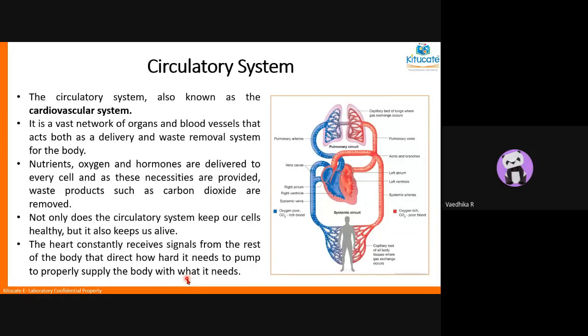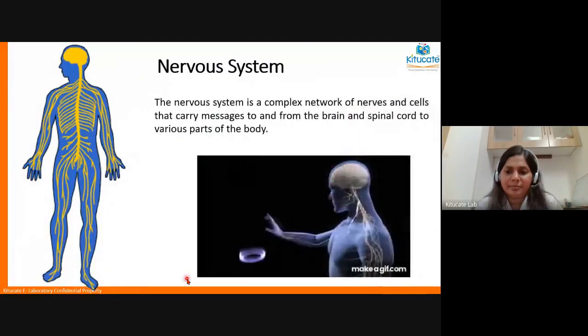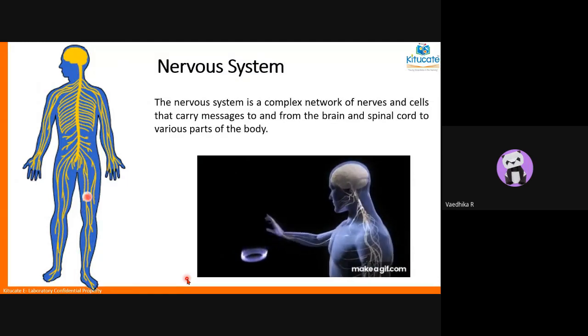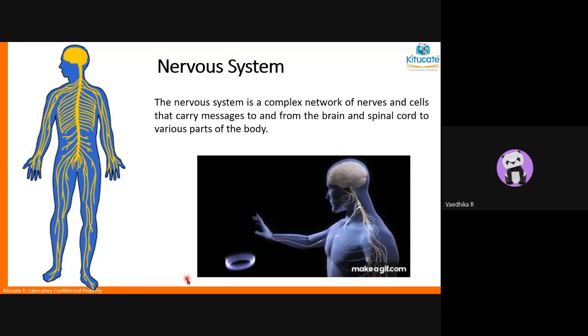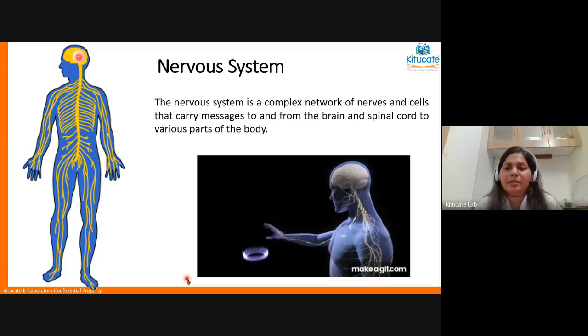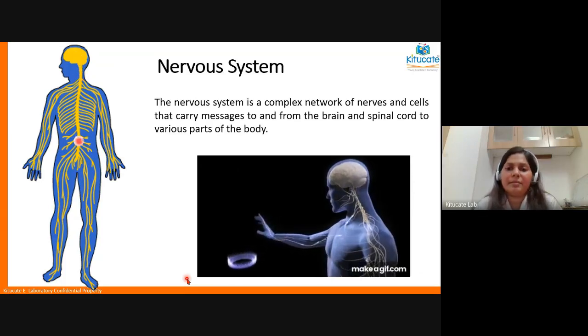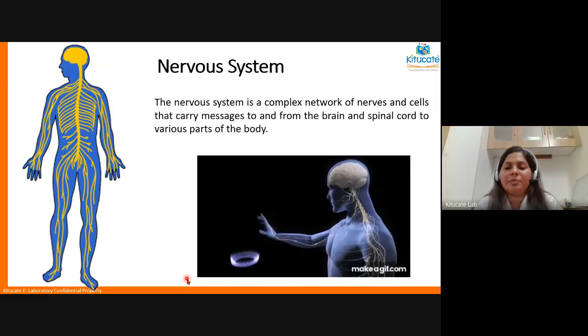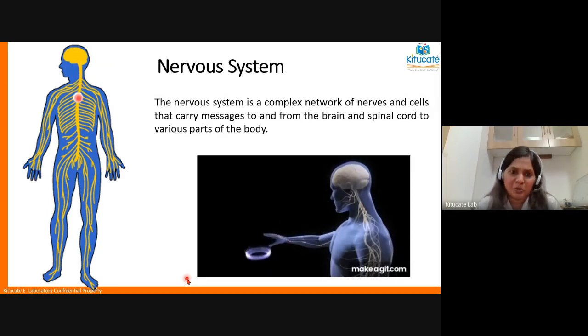I have a doubt in the previous system. Yes, Vedika. Is there a particular part in the brain which receives the signal? See, the brain has three main parts: the cerebrum, the cerebellum, and the medulla oblongata.